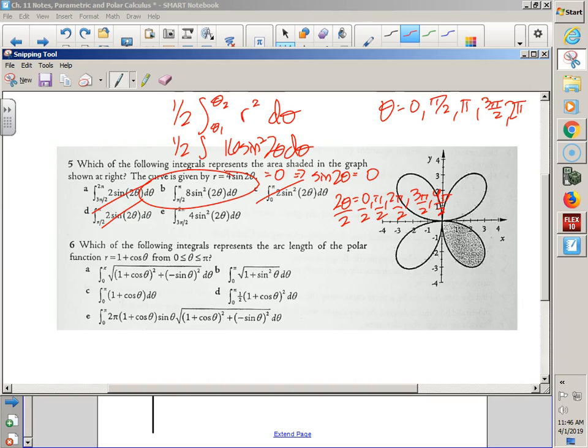Does it make sense, though? Use the zeros and plug into the formula. They didn't even do the symmetry trick. They could have done something nasty like, what would they have done? I don't know. Pi over 2 to 3 pi over 4. Double. They wouldn't have done that.